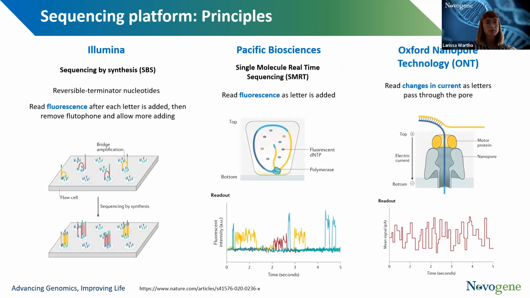So let's go through some of the principles. Illumina is based on a sequencing by synthesis principle, and it uses reversible terminators that enable the identification of single bases as these are introduced into DNA strands. It reads fluorescence after each letter is added, and then a fluorophore is removed, which allows more adding. PacBio, on the other hand, is based on a single molecule real-time sequencing principle, and it captures sequence information during the replication process of the target DNA molecule. It also reads fluorescence as letters are added. Oxford Nanopore is slightly different. It measures the changes in current as a base passes through the pore.